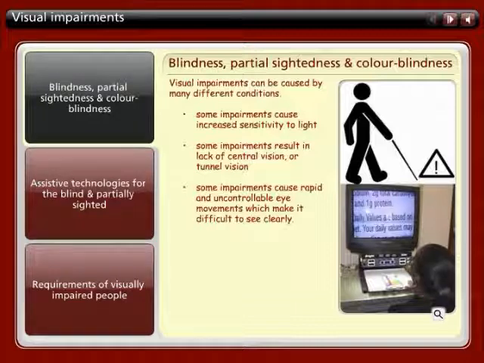Visual impairments can be caused by many different conditions. Some conditions are associated with aging, while others are congenital, that is, present at birth. Different visual impairments have different effects on a person's vision.